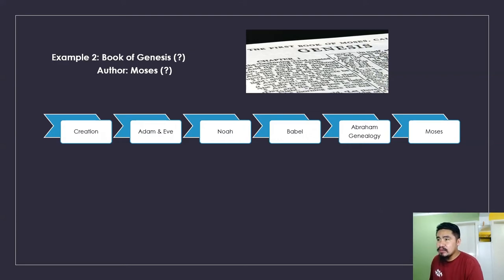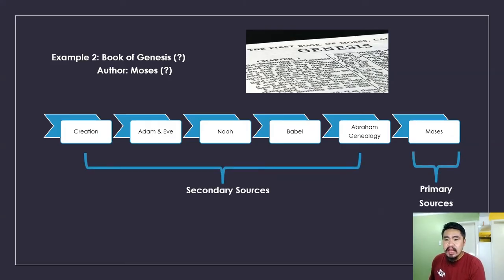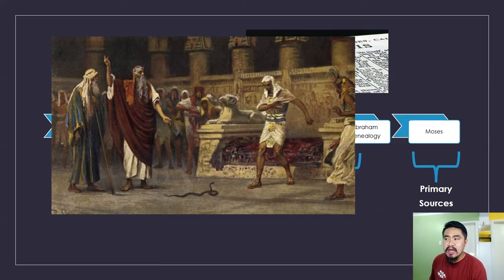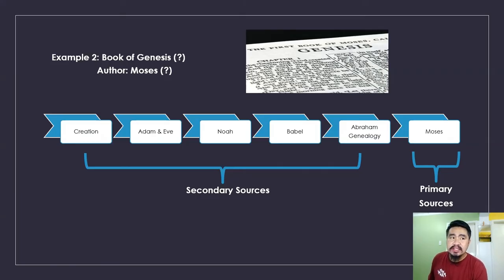Okay, now looking into the timeline on the book of Genesis, ito yung timeline, no? So, kwento yung creation story, Adam and Eve, from Noah, from the Tower of Babel, tapos yung Abraham genealogy, sina Isaac, then coming to life of Moses. Now, assuming that the author is Moses, so lahat ng narration from Egypt up to Exodus, kung kailan nag-exist si Moses, is considered to be primary. Bakit? Kasi Moses actually lived during those times of event.